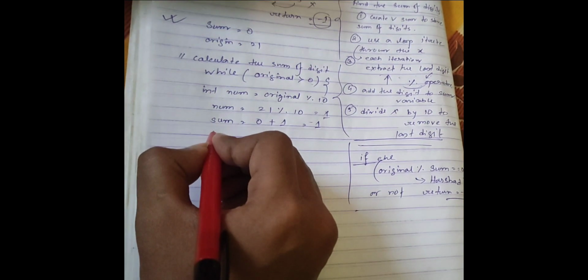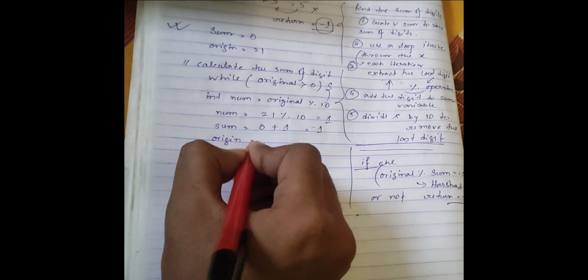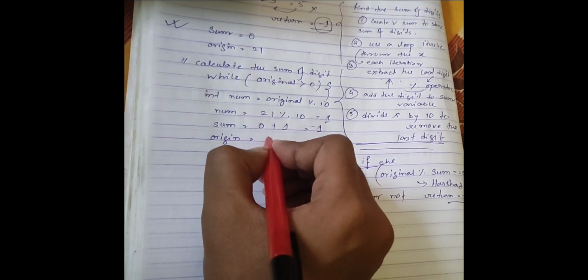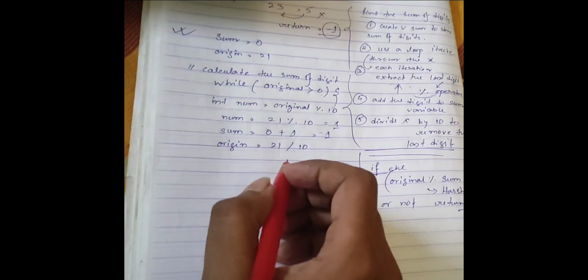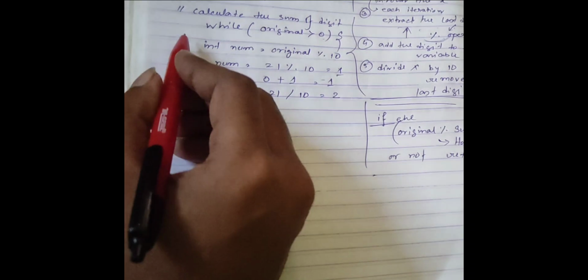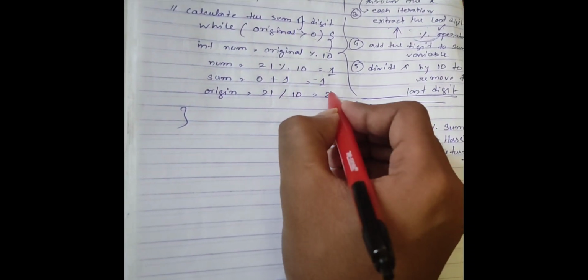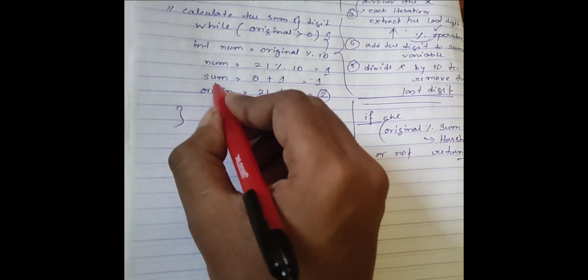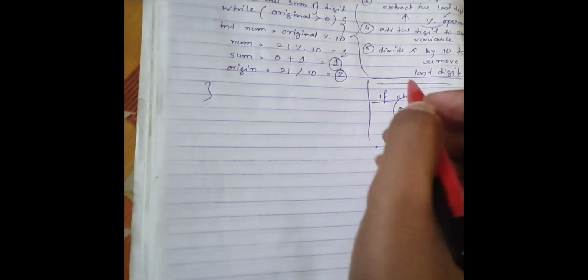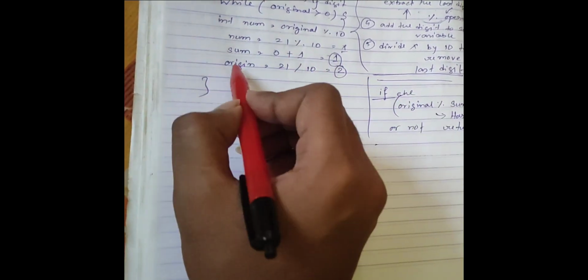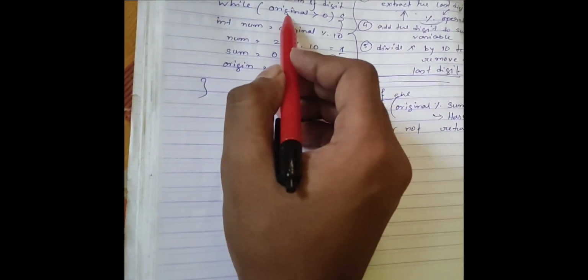So the original number has to be divided. 21 divided by 10 gives 2. So the first iteration is complete. After the first iteration, the original number is 2 and the total sum is 1.